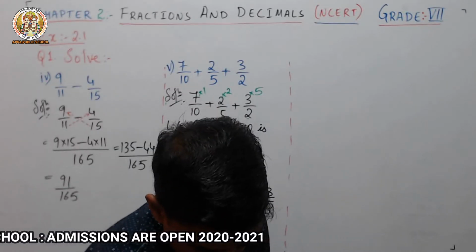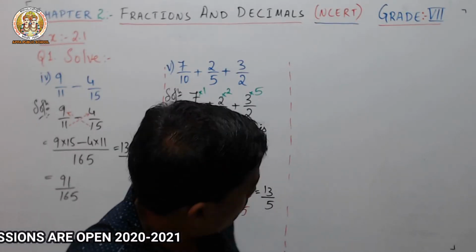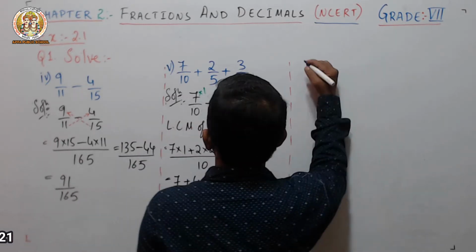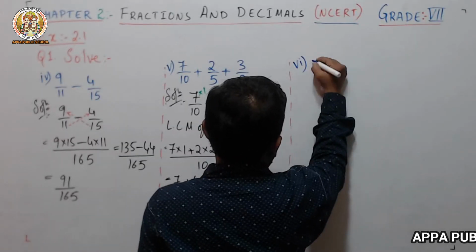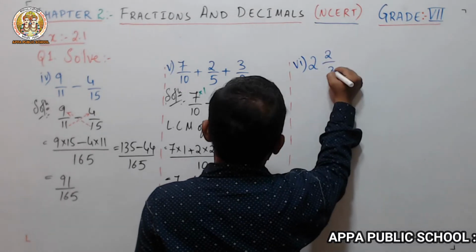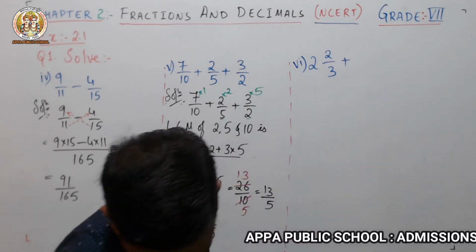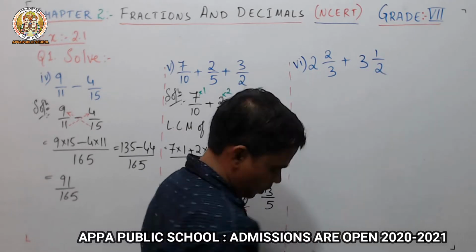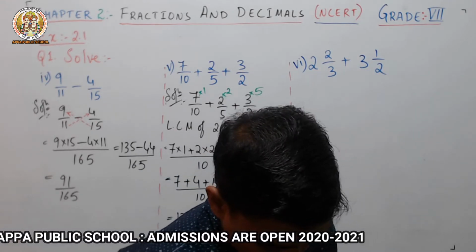Next question. What is the next question? 2 integer 2 by 3 plus 3 integer 1 by 2. Okay. I will solve this one.